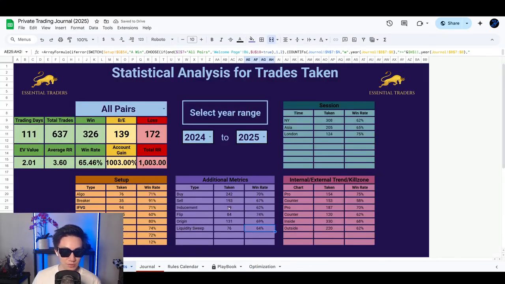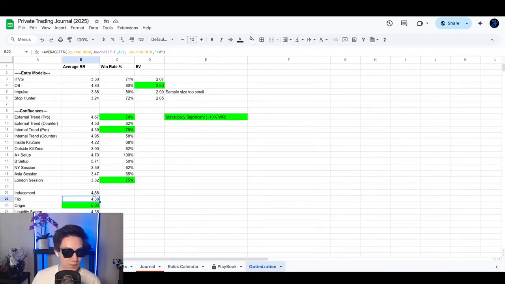And if we check the number of trades here, so inducement, see, here we go. Look at the statistical sample size here. Inducement, only 19 trades taken. So a very small sample size. Basically means nothing. Flips, origins, and liquidity sweeps all have roughly the same, so these are a lot more reliable. Inducement here is too low a sample size, so I would not care about inducement here. I'll look at these three basically, and for the most part, they make the most sense.